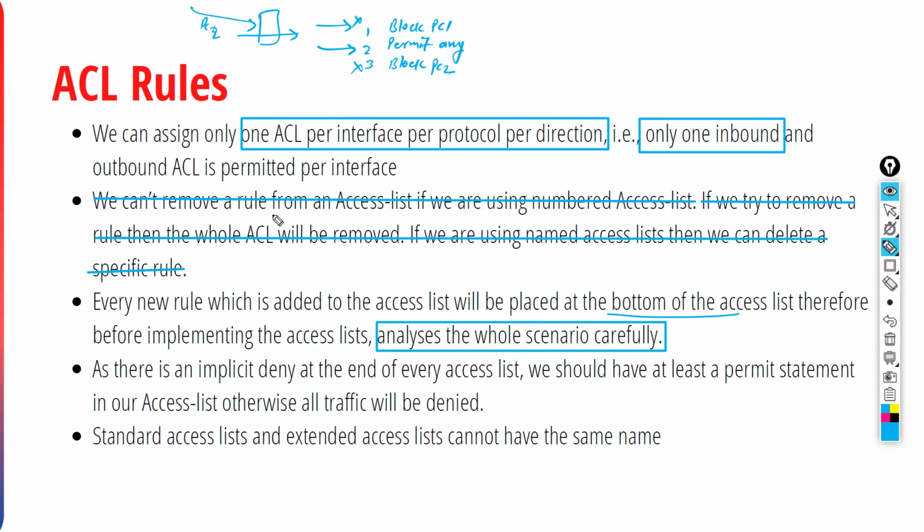Then at the end of every ACL, there is an implicit deny statement. What is this implicit deny going to do? It will deny every other traffic other than whatever the ACL you have configured. This will not be very effective in the ASA, because in ASA by default, everything is blocked. We will be specifically allowing the traffic. So we should have at least a permit statement in our access list, otherwise all traffic will be denied. In ASA, by default from outside to inside, all traffic is denied, so we don't have to worry about that.